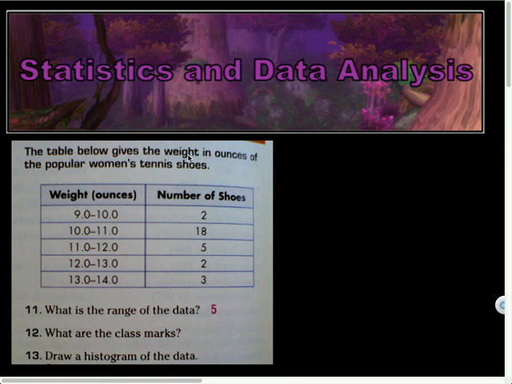Greetings and welcome. We are reviewing for our chapter test on statistics and data analysis. This is specifically problems from pages 934 to 930-something. And we're taking a look at this.